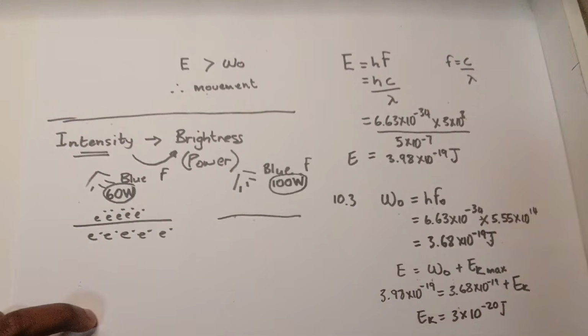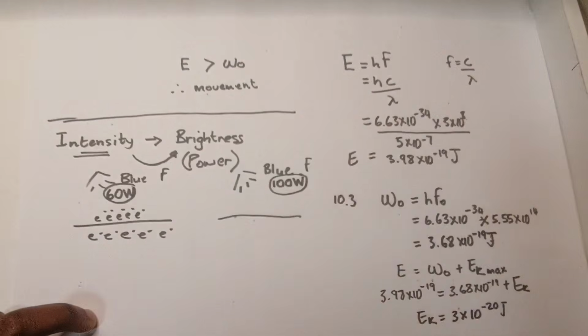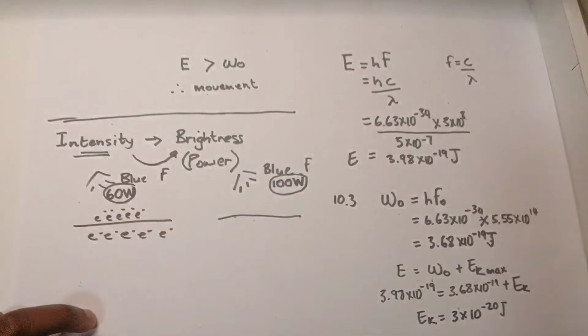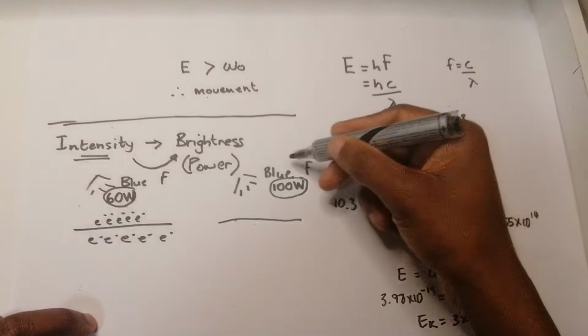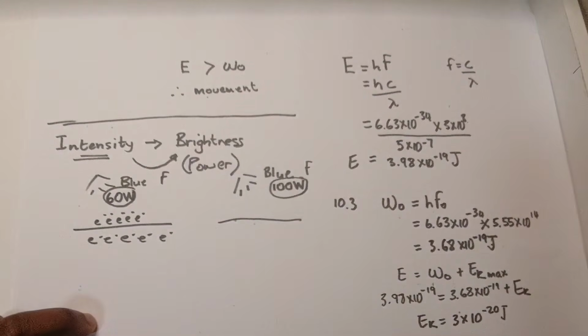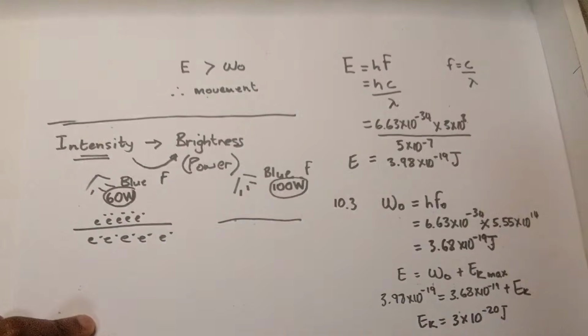Now note, because frequency has not changed, it means that the energy of the photon will also not change. So the photon of blue light at 60 watts is equal to the photon of blue light at 100 watts. So please remember, it means that the emitted electrons will move more or less with the same kinetic energy.